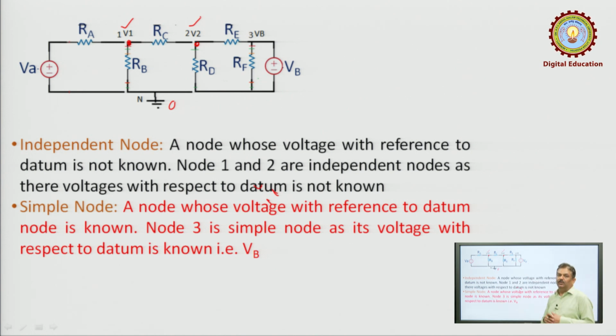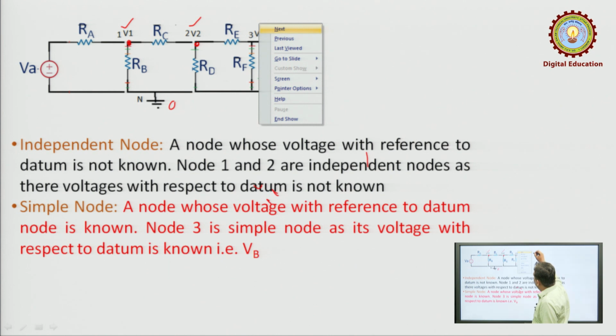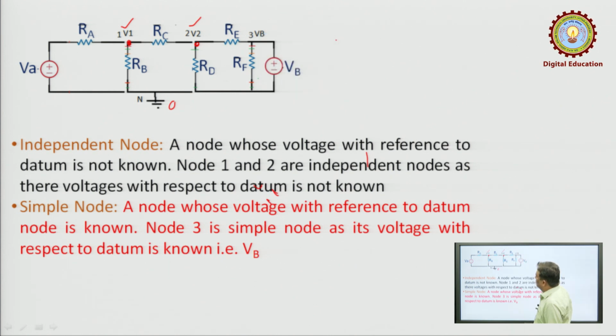Next is the definition of simple nodes. Simple nodes are the nodes whose voltage with respect to datum is known. Now you can see node number 3. Between node 3 and 0 there is a direct voltage source connection. So, the voltage of this node with reference to 0 or datum is VB volt. The voltage of this node is known, hence this will be called a simple node.